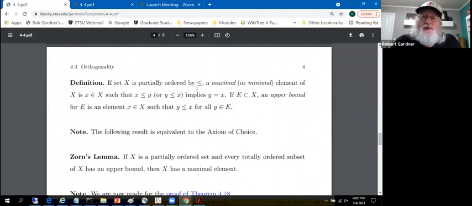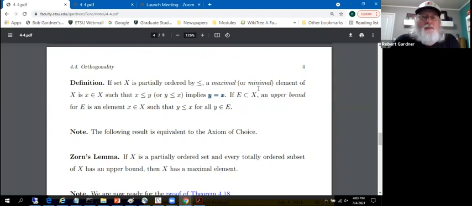If set X is partially ordered by this relation, a maximal element of X is such that X is less than or equal to Y implies Y equals X. So an element is maximal if there's nothing greater than or equal to it. That is, if we take something greater than or equal to it, it must be that X value itself. So there's nothing greater than or equal to X means it's a maximal element. If we're in a partial ordering, there might be some other stuff that's not even comparable to it. So I can't address which way the inequality goes if it's only a partial ordering.